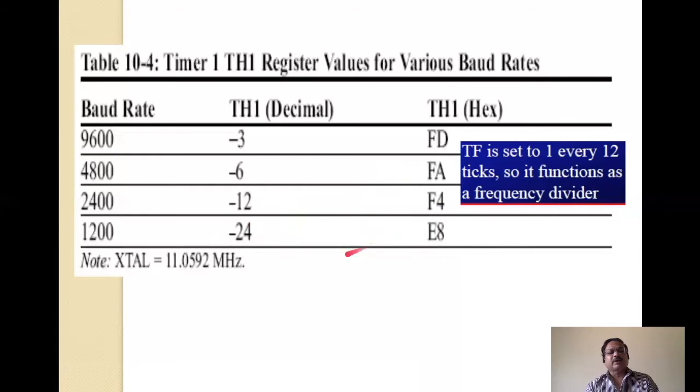Okay. Here, the clock frequency we are using is 11.0592 megahertz, right? So that is how you can achieve the variable baud rate in the 8051 using the TH1 8-bit register.